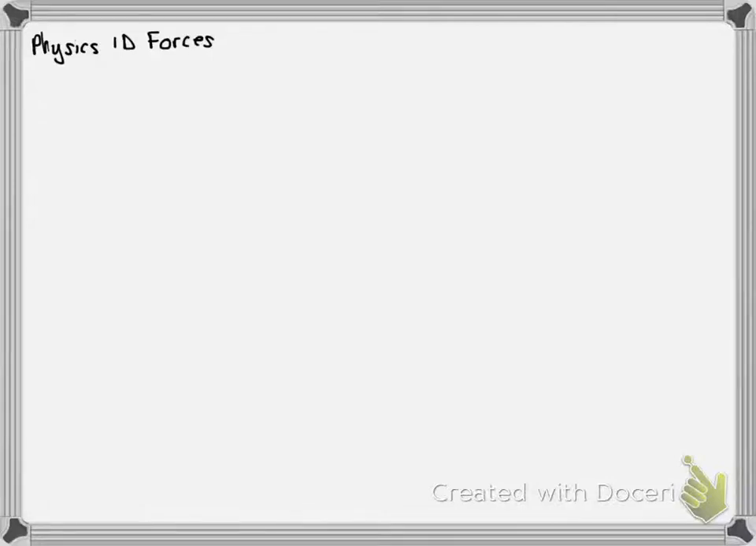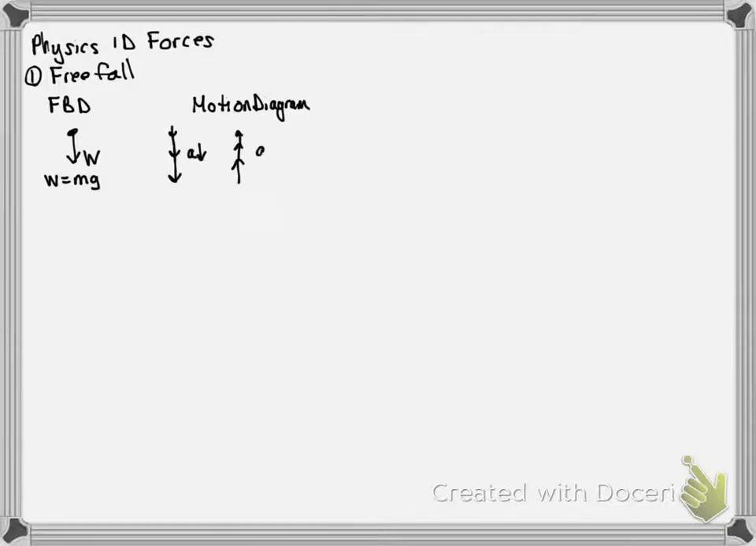This is your Physics One-Dimensional Forces review. We're going to start off with free fall. When we draw the free body diagram for an object in free fall, it has one and only one vector on it, and that is the weight. The weight can be calculated using the equation mg.